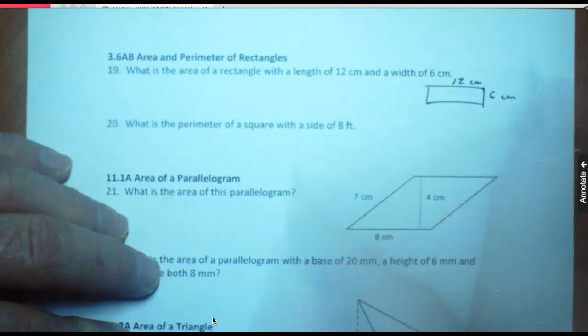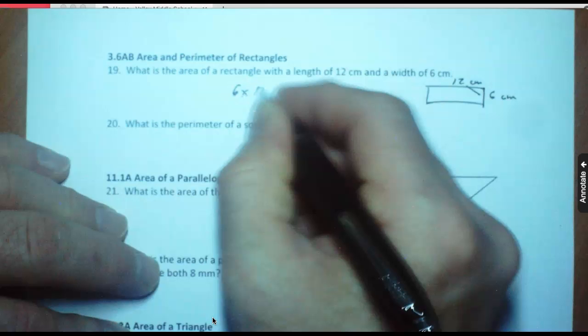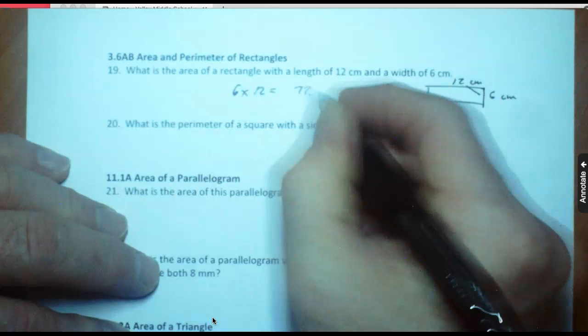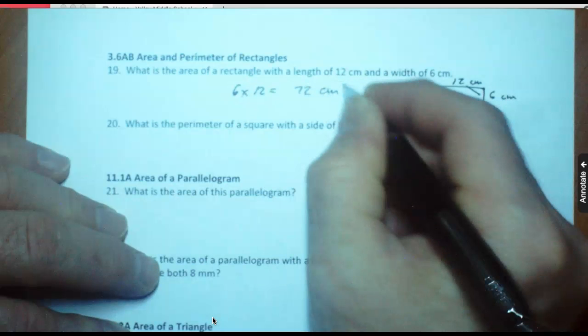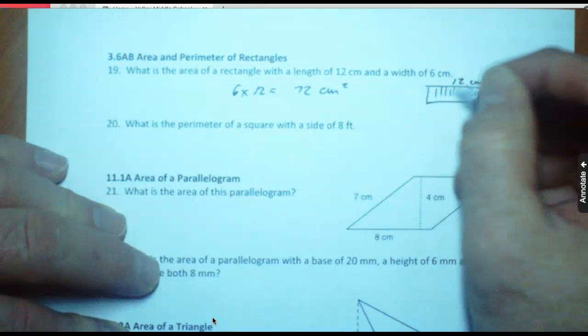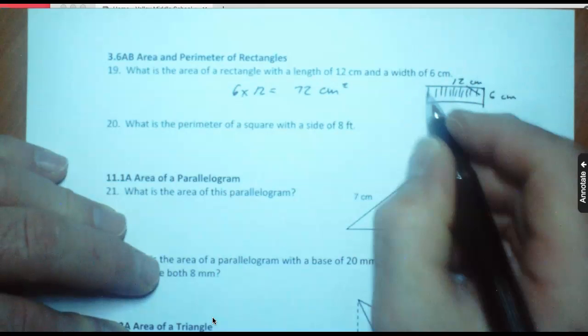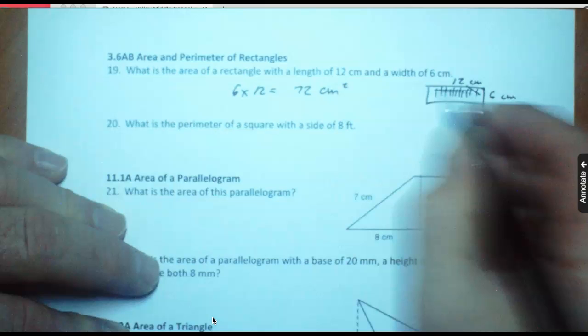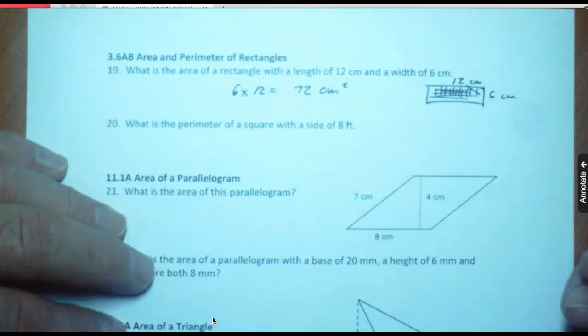Okay, for the area, you just multiply those two numbers together. So 6 times 12 is equal to 72, and that's going to be centimeters squared. So if you think about it, it's really like 12 lines here, 6 lines here. They're all these little teeny miniature squares.